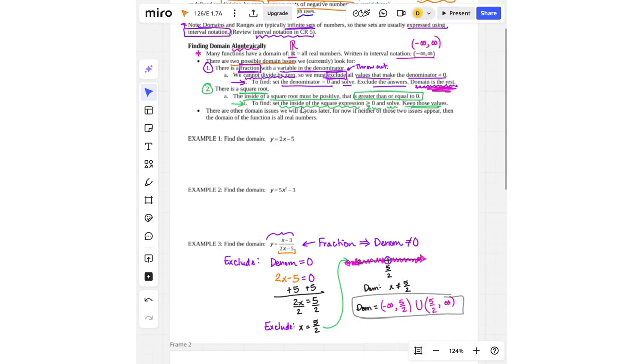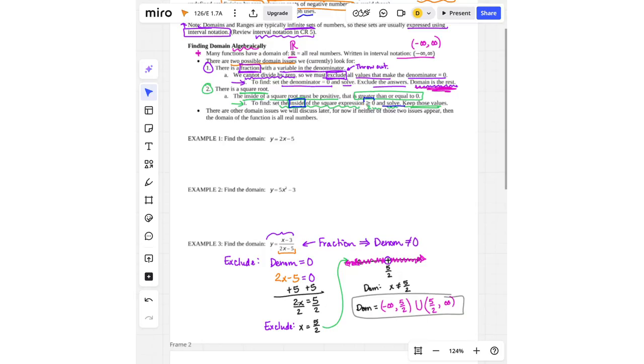Okay, so you're going to set the inside. I'm going to emphasize this too. We don't actually care about the square root. We want to focus on what's inside of it. Okay, so we're going to set the inside greater than or equal to 0.